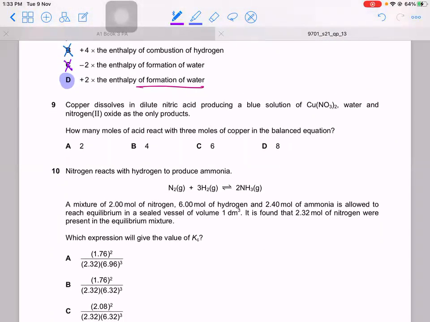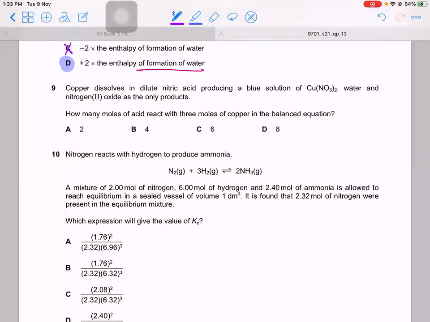9. Copper dissolves in dilute nitric acid, producing a blue solution of copper nitrate, water, and nitrogen 2 oxide. So you have copper, which dissolves in nitric acid to produce copper nitrate, nitrogen 2 oxide. So what do you mean by nitrogen 2 oxide? Where the oxidation state of nitrogen is 2. So nitrogen 2 oxide, where nitrogen will be 2 plus, oxygen is 2 minus. So nitrogen 2 oxide will be what? NO. And as the only product, and water.